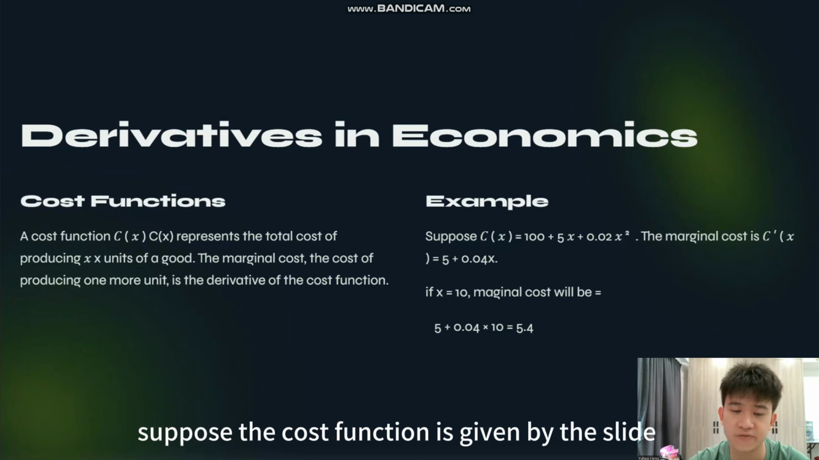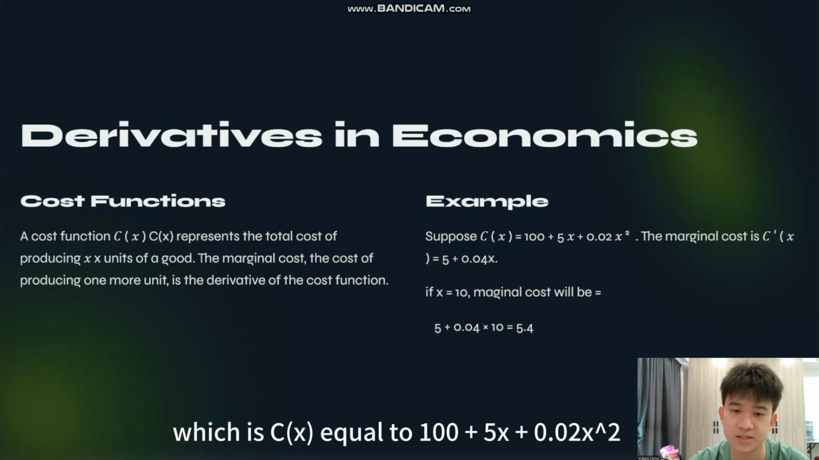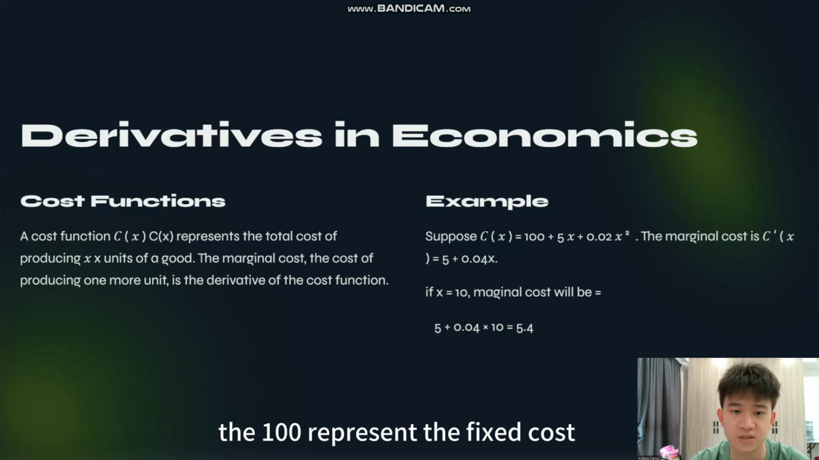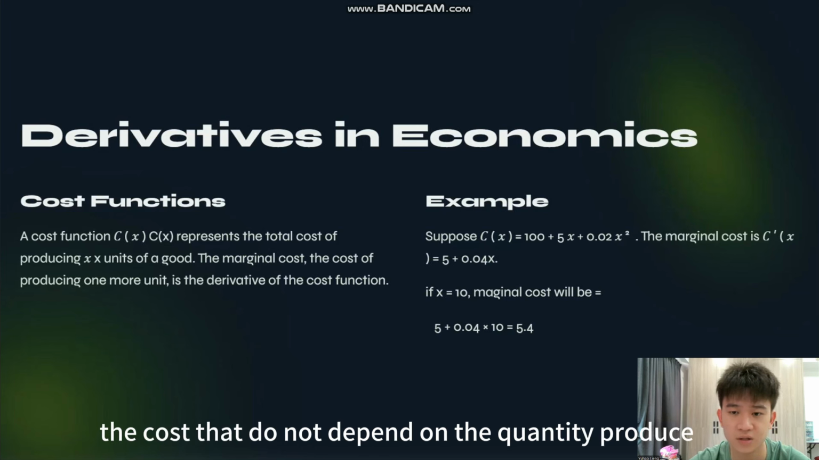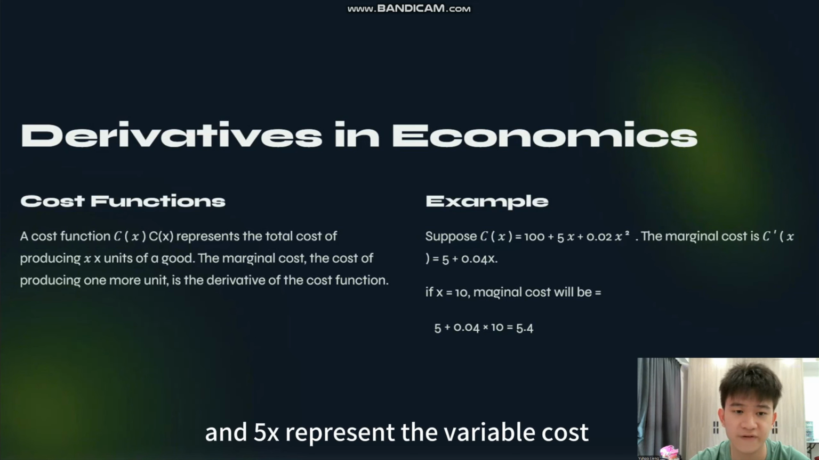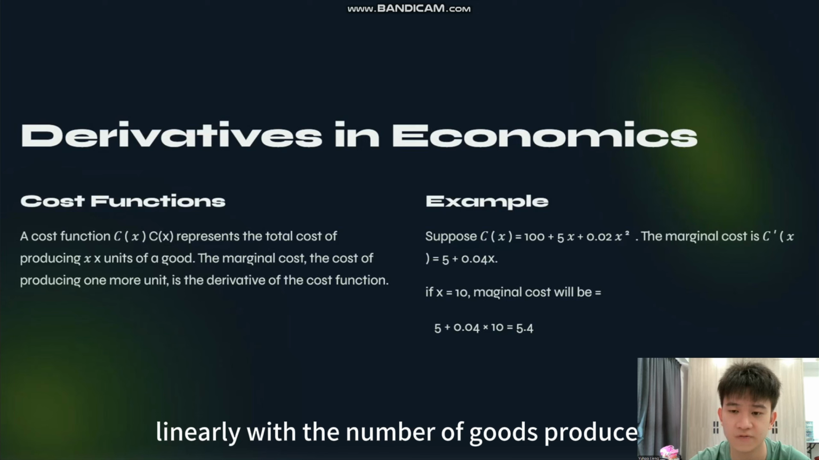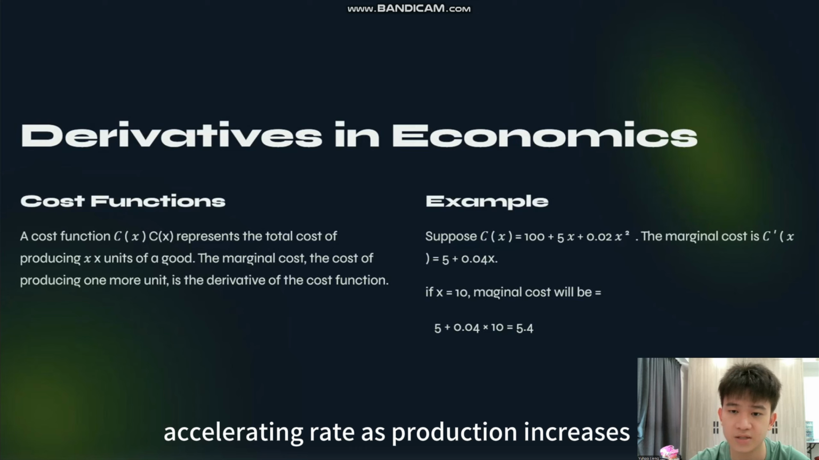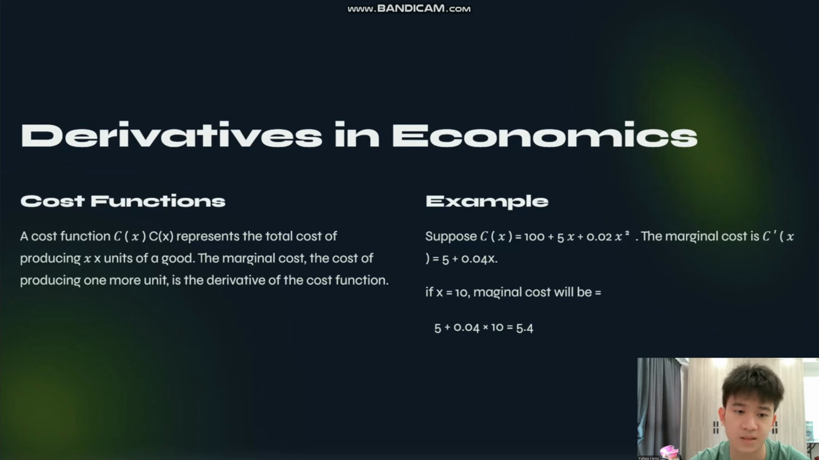Suppose the cost function is given by the slide, which is C(x) equals 100 plus 5x plus 0.02x squared. In this equation, the 100 represents the fixed cost, the cost that does not depend on the quantity produced. The 5x represents the variable cost that increases linearly with the number of goods produced. And 0.02x squared represents a cost that increases at an accelerating rate as production increases.